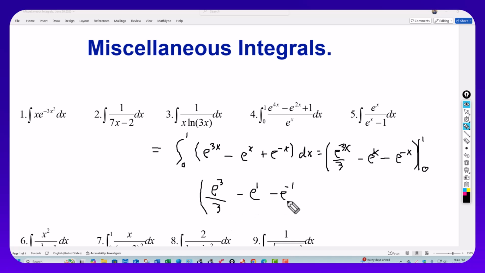We have this. Then it's minus. Now we just evaluate the lower limit, 0. So put a 0 where the x is. 0 there gives me a 0, so it'd be 1/3 here. 0 there gives me a minus 1. 0 for this one, minus 0. So it'll be e to the 0 again, which is a minus 1. That's what we have.